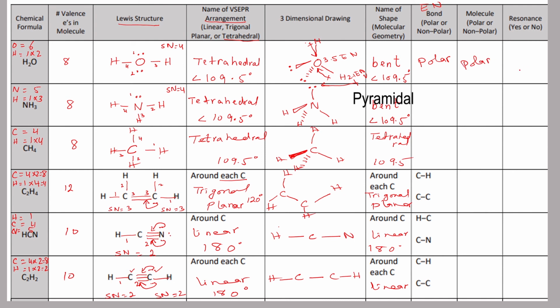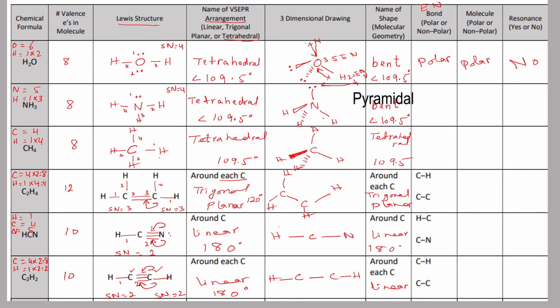For resonance, resonance is present in the molecules where there is more than one possibility of making a double or triple bond. You don't see that in the water molecule, so the resonance for this will be no.